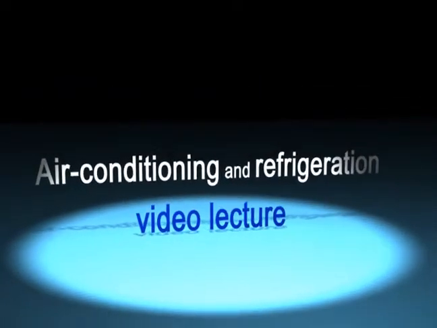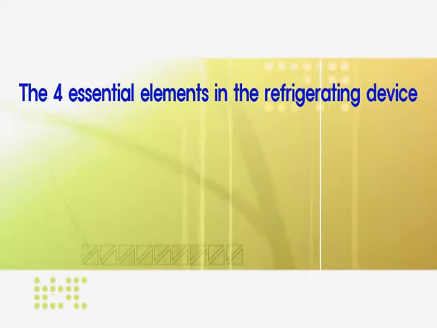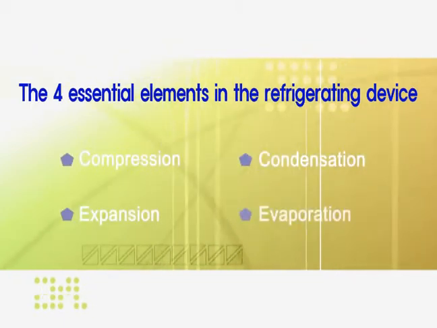Air Conditioning and Refrigeration Video Lecture. The four essential elements in the refrigerating device are compression, condensation, expansion, and evaporation.